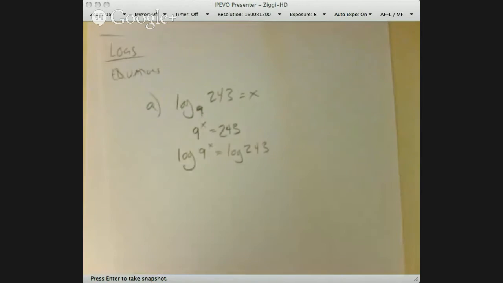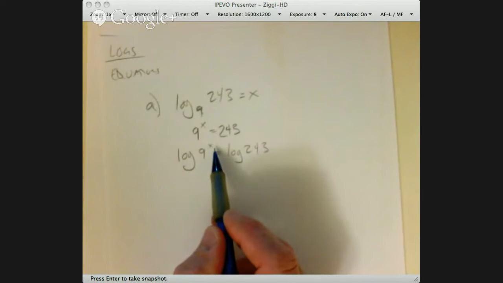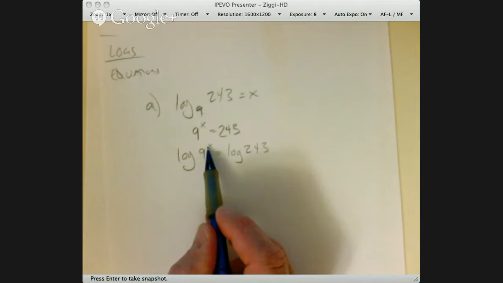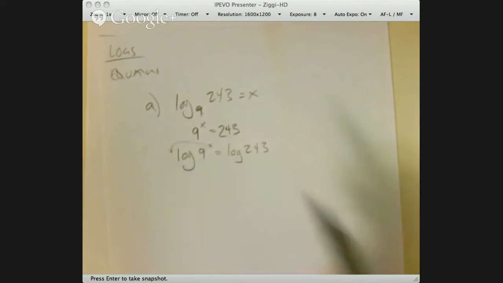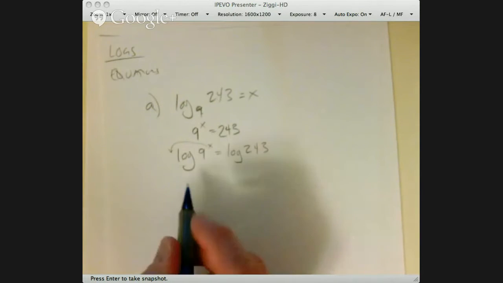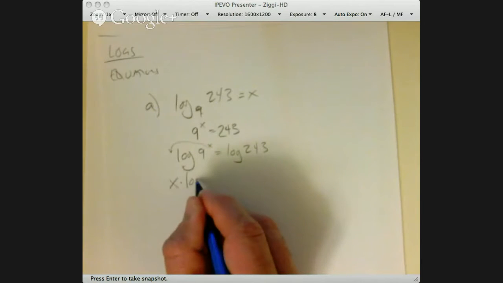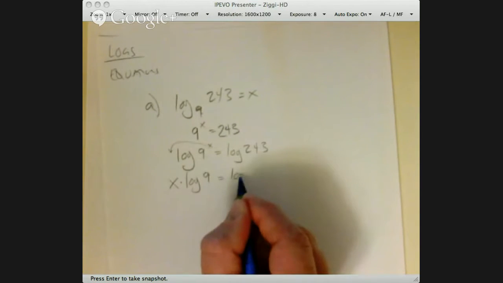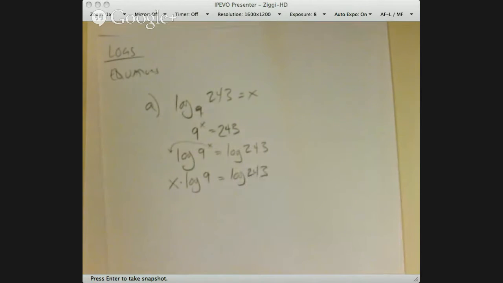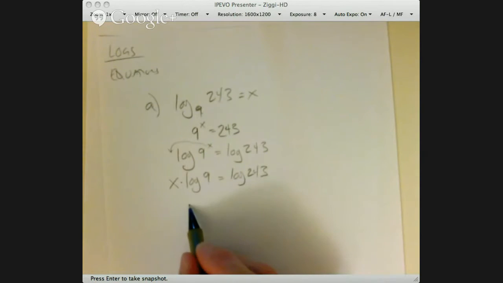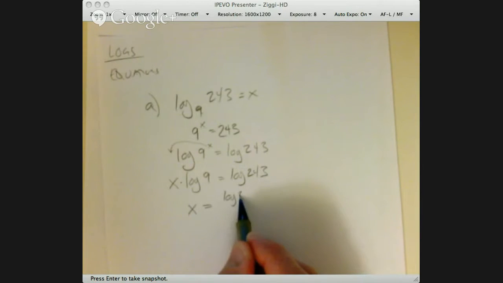Now, I'm trying to solve for x, so that means I have to get the x in a place that it can be used and solved for. Because it's up as an exponent, because I have taken the logs, the rules tell me now I can bring it all the way down to the front as a multiplication piece as opposed to an exponent. So this will be x times the log of 9 is equal to the log of 243. And since I'm trying to solve for x, I can divide both sides by the log of 9, and I will solve for it. Log of 243 divided by the log of 9 is going to give me my answer.